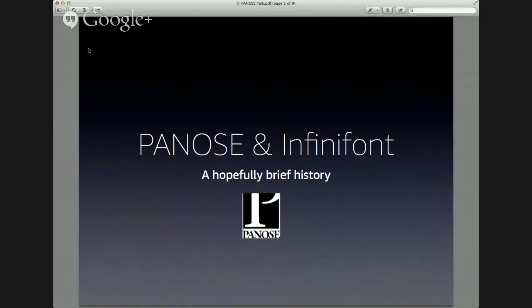This talk is about PANOSE and also about Infinifont. Infinifont was the font synthesis engine that was built based on the PANOSE classification system. So that's what we'll cover today. I'll try to keep it brief. If you have questions, please speak up or type up or something. But we'll try to get those answered.